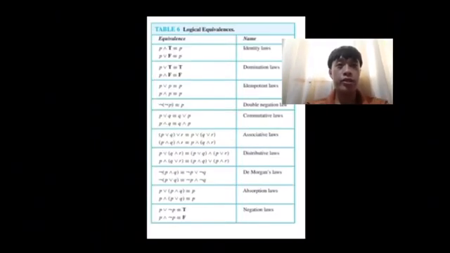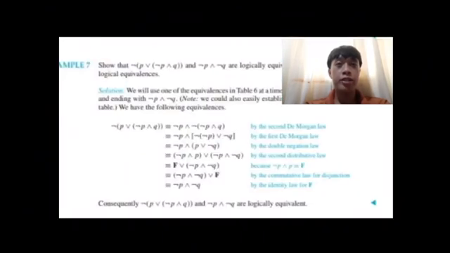Good morning everyone. So today I'm going to give one of the examples of proving using the logical equivalences. So here is the example. Show that negation of P or negation of P and Q and negation of P and negation of Q are logically equivalent by developing a series of logical equivalences. So if you didn't know yet the logical equivalences, this is the list of logical equivalences. First we have to write the original form and start applying the logical equivalences.